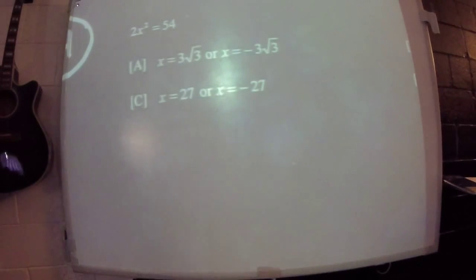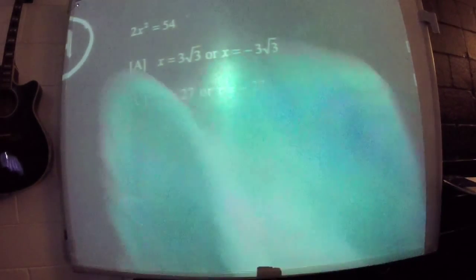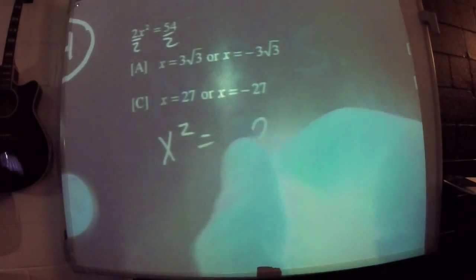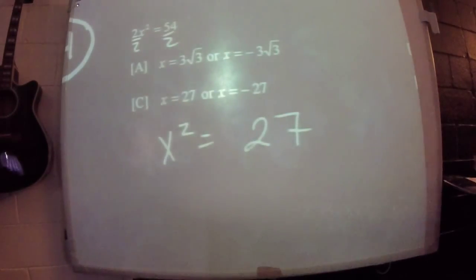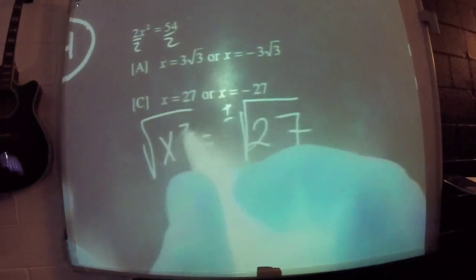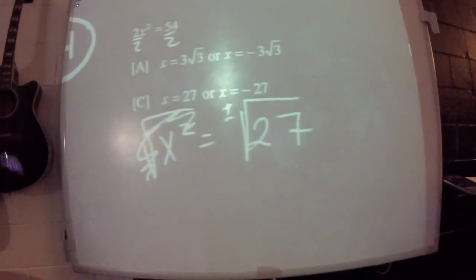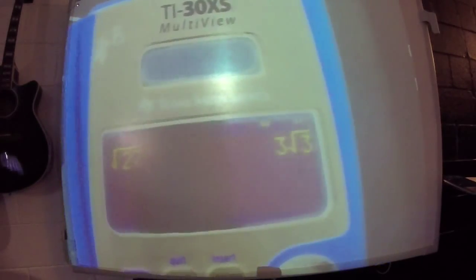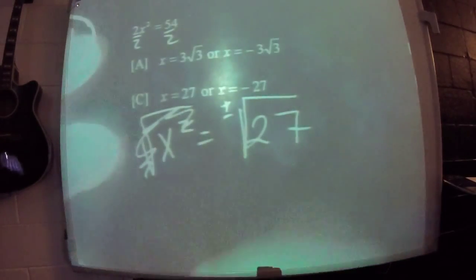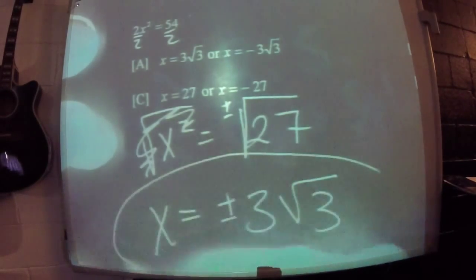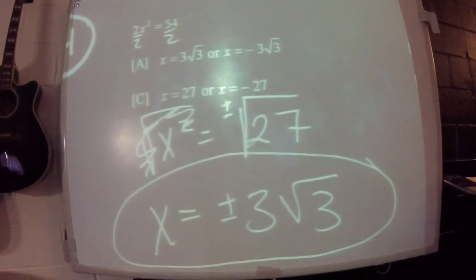So I'm going to go ahead and divide that real quick right here. I'm going to say divide by 2, and then I'm going to write x squared equals 27. And you sure can square root with a plus or minus. Then I just need to know what is the square root of 27. In my calculator, that's 3 square root of 3. So I got x equals plus or minus 3 square root of 3. And you see that that is option A.